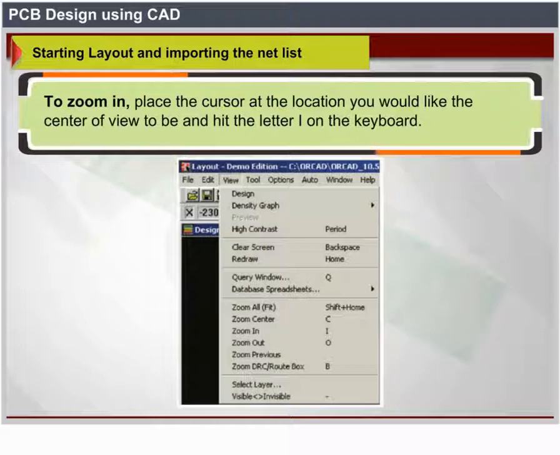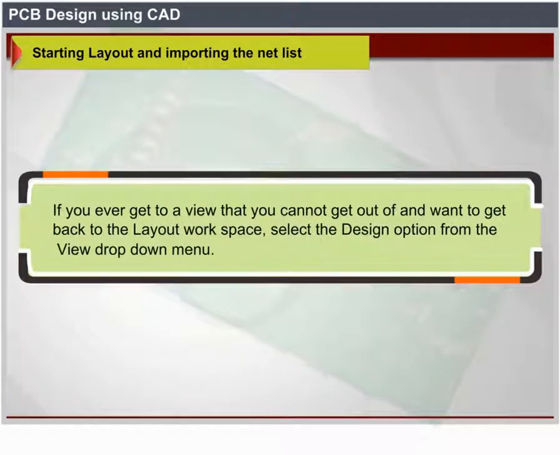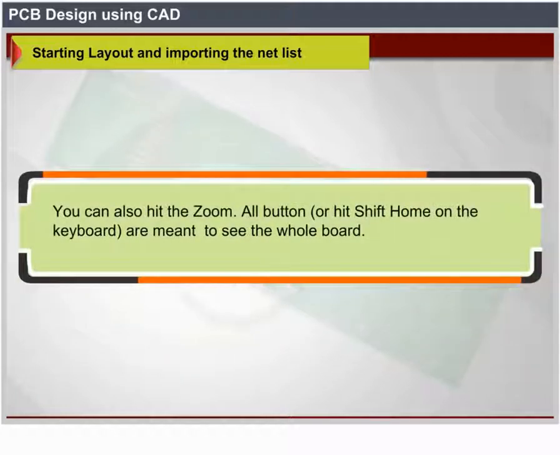Explore some of the other viewing features you can use from the View drop-down menu. If you ever get to a view that you cannot get out of and want to get back to the Layout workspace, select the Design option from the View drop-down menu. You can also hit the Zoom All button or hit Shift Home on the keyboard to see the whole board.